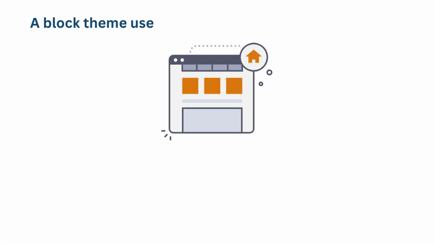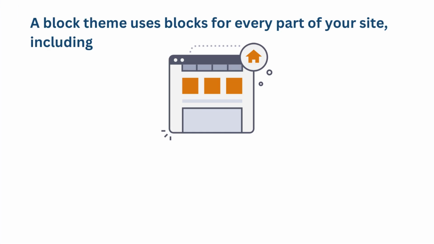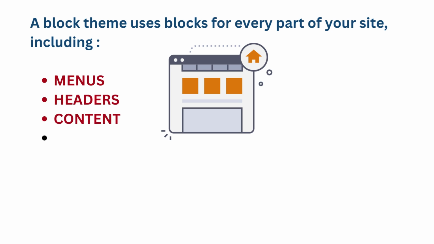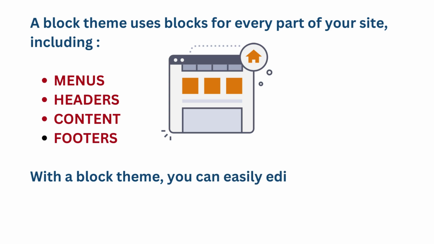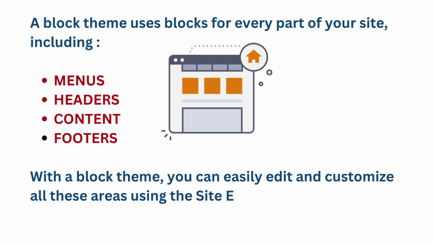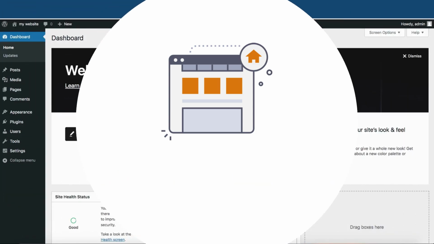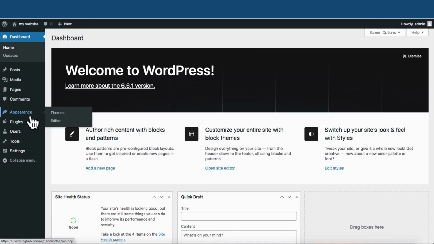Let's start by talking about block themes. A block theme uses a block for every part of your site, including menus, headers, content, and footers. With a block theme, you can easily edit and customize all these areas using the site editor. Let me show you how a block theme works.